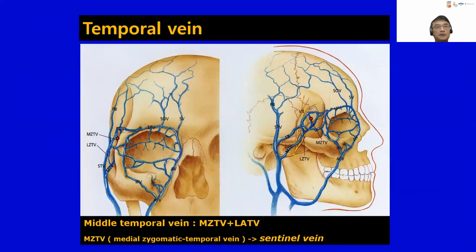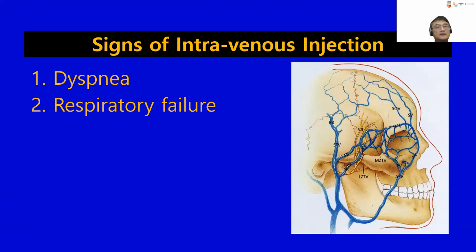You can see the temporal venous system, and there is the important middle temporal vein. If we inject something and destroy the vessel, and some fat or fluid goes into the vessel, it goes directly to the vena cava, and through the retromandibular vein directly to the lung. Finally, the patient complains of dyspnea and then respiratory failure symptoms.